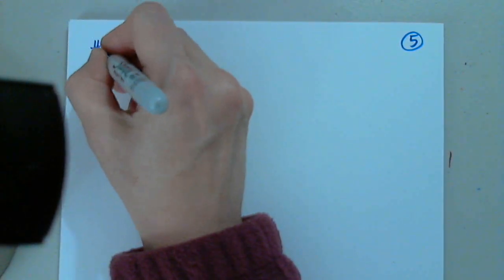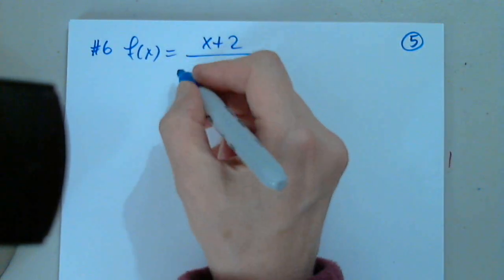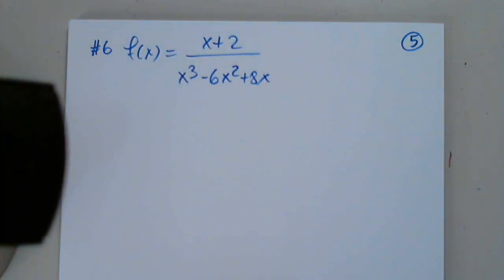Okay, perfect. Now let's go back to the book. What page am I on? I'm on 5. Let's go back to the book. I'm going to share. Good. So let's analyze another problem and then move on. You're number 6? Number 6. Okay, with number 6, we have f of x equals x plus 2 over x cubed minus 6x squared plus 8x. Perfect pick. Thank you very much.